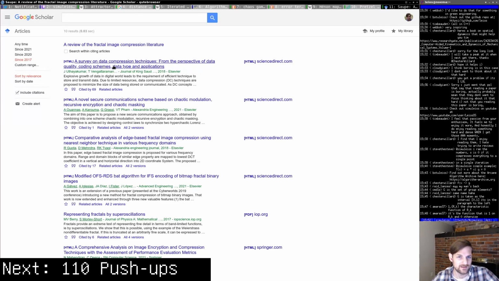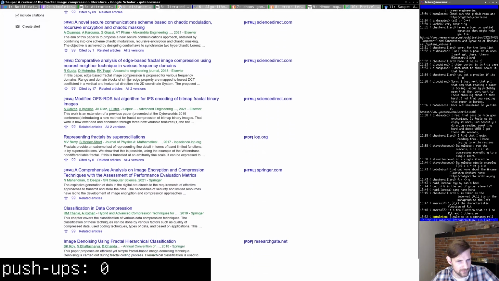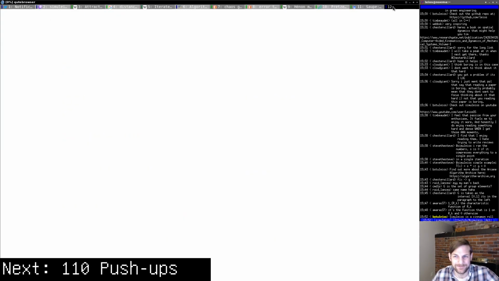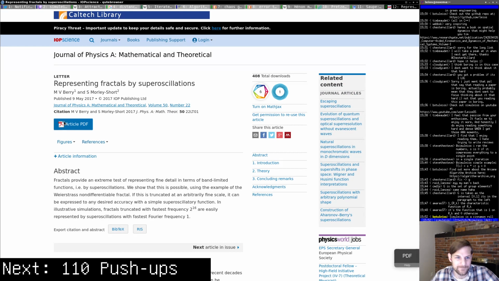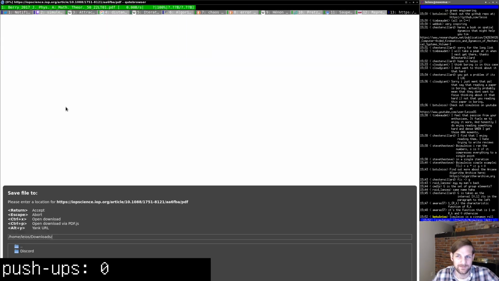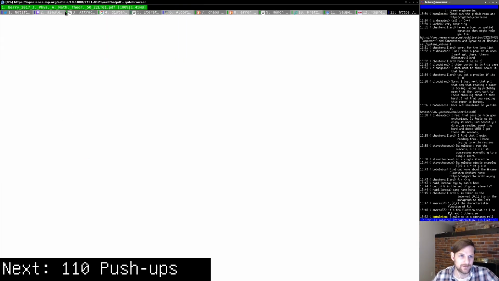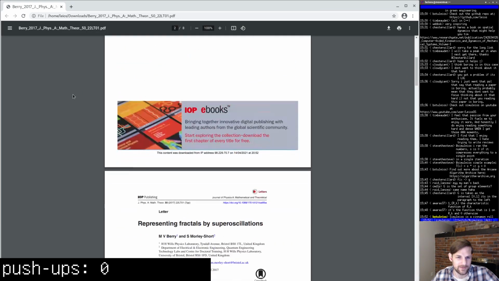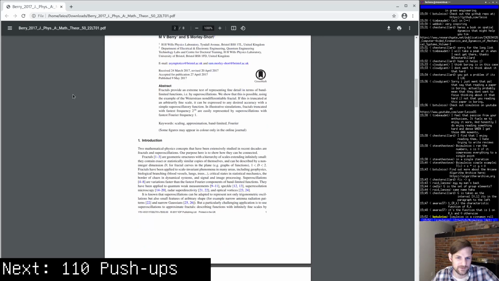Survey on data compression techniques from the perspective of data quality, color coding schemes, and data type and applications. I feel like we should read that one. Representing fractals by super oscillators. Oh, come on. We have to peek into that one, guys. Come on. Don't leave. I have to at least look at that one. Article PDF. Sure. It's Journal of Physics A, Mathematical and Theoretical. Representing fractals by super oscillators.